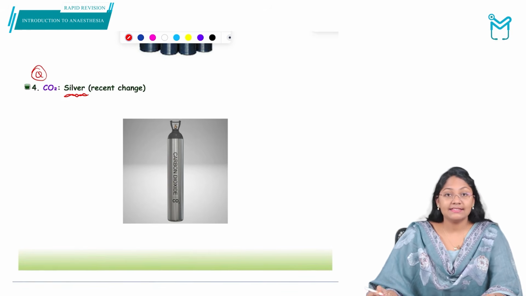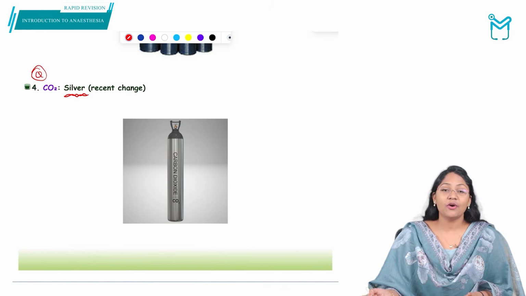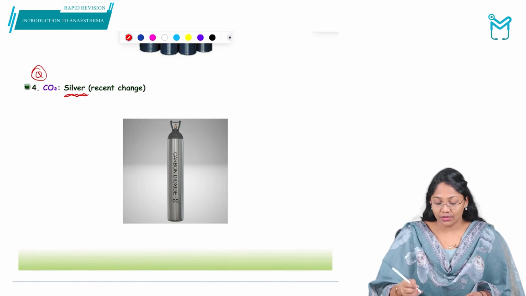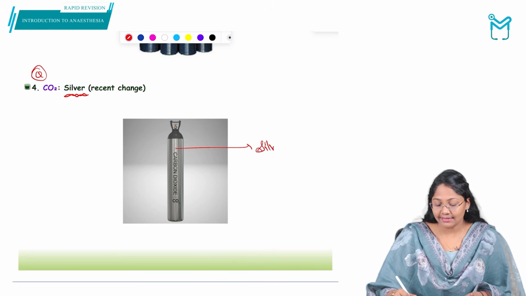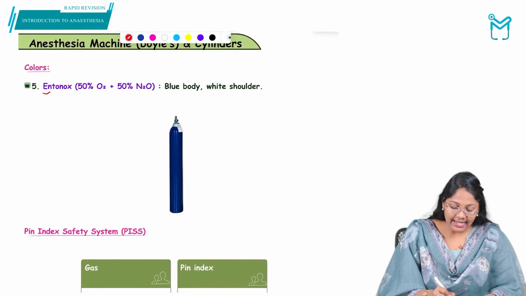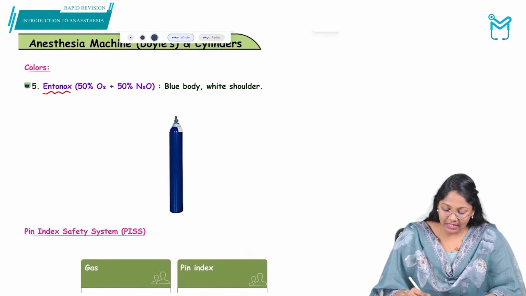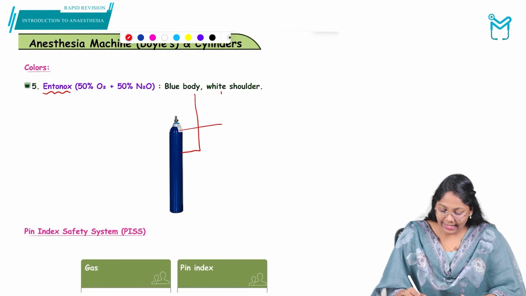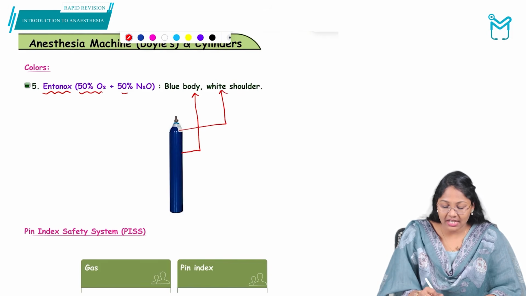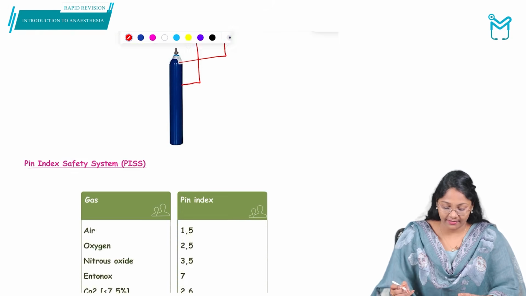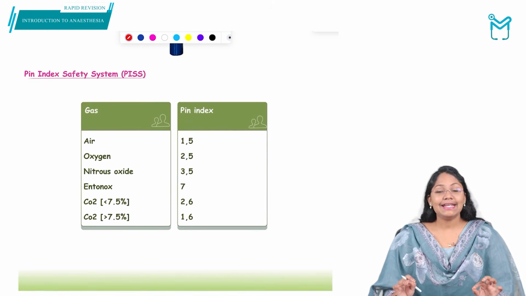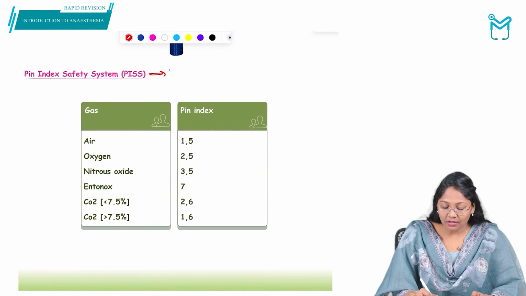There is a recent change on this cylinder. Before, it used to be different, but now they have changed it to silver color. So it is a silver cylinder. The next cylinder is the Entonox cylinder, which has a blue body and white shoulder. It has 50% oxygen and 50% nitrous oxide. Now this pin index safety system, we also call it the yoke assembly system.